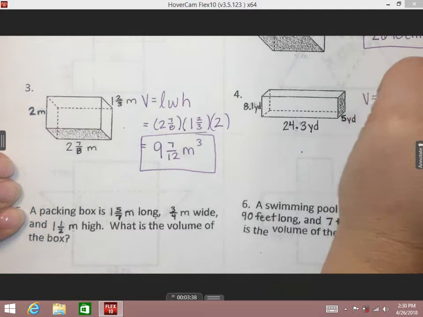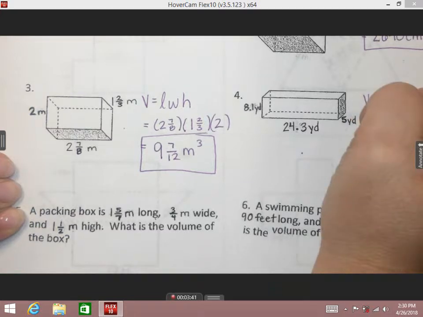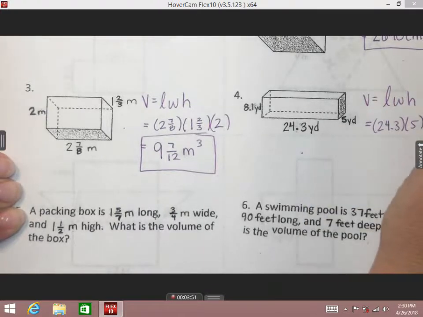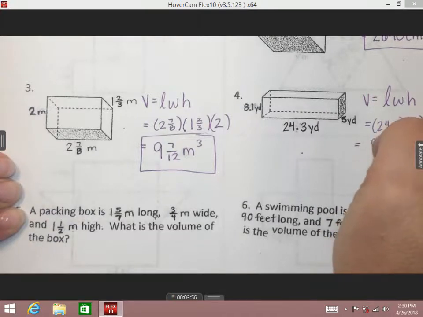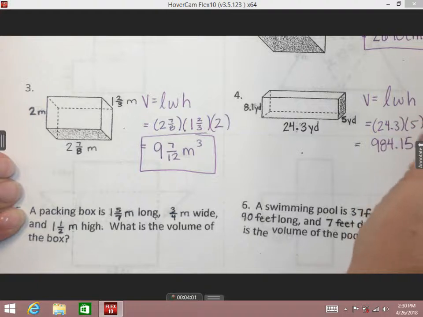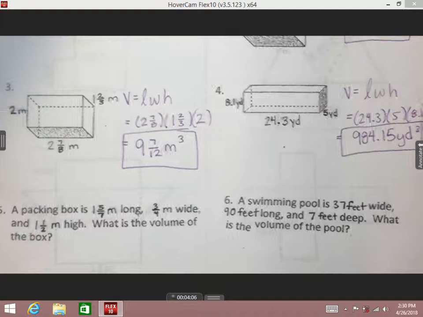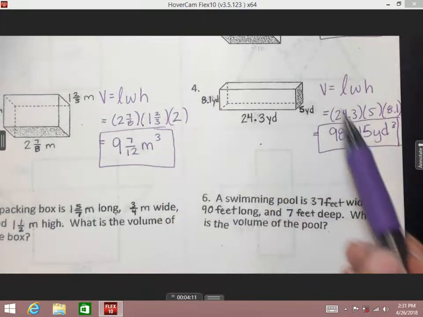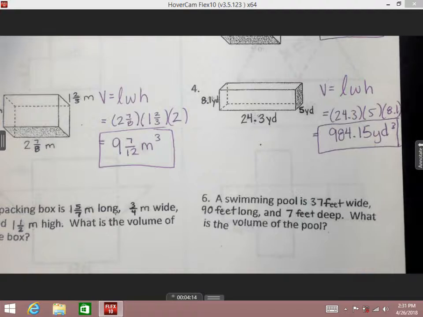Right. So the next one is still volume, so V equals length times width times height. All right, my length here, I'm going to choose 24.3. My width, I'm going to choose 5, and my height is going to be 8.1, trying to squeeze that in there. All right, when I multiply that out, I get 984.15 yards cubed. I kind of ran off the screen there. All right, making sure on every single problem, my formula, my numbers, my answer.